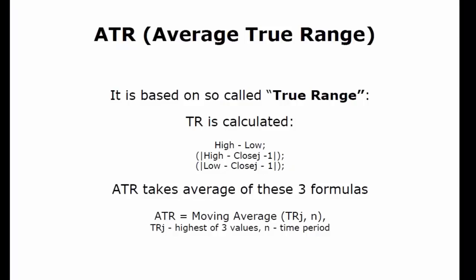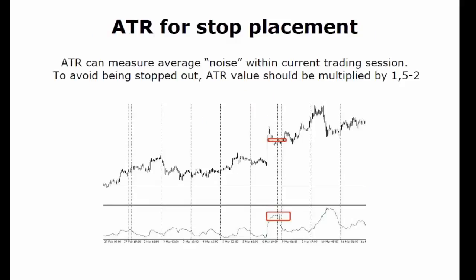ATR, or average true range, is a very important indicator, possibly the most important indicator, because it is used for managing risk. It can be used for stop placement when you multiply its value by 1.5 or 2.